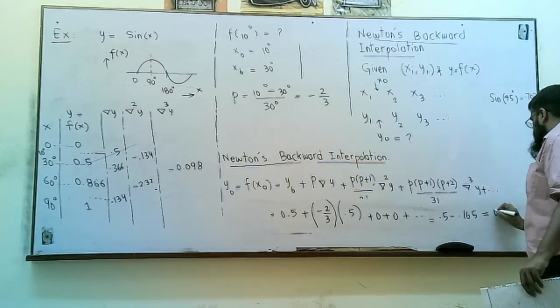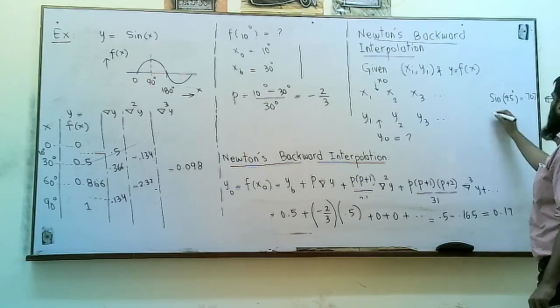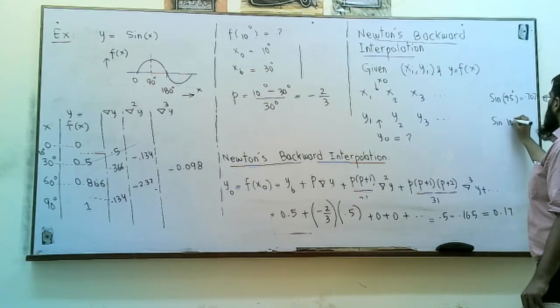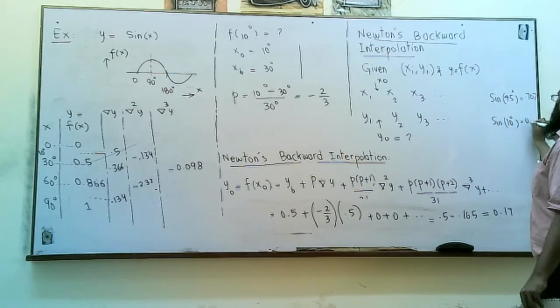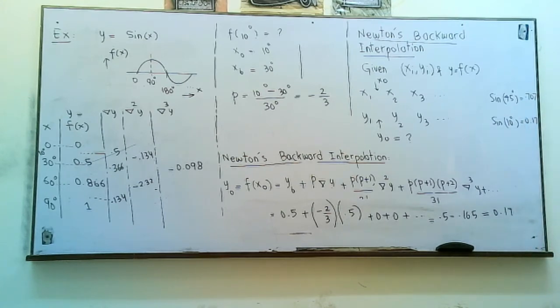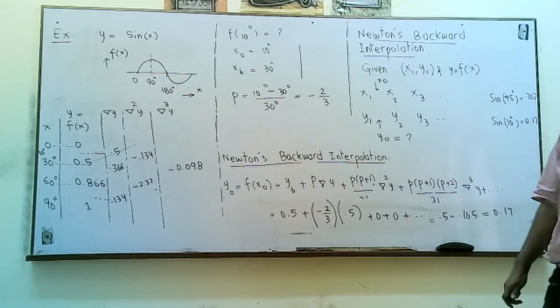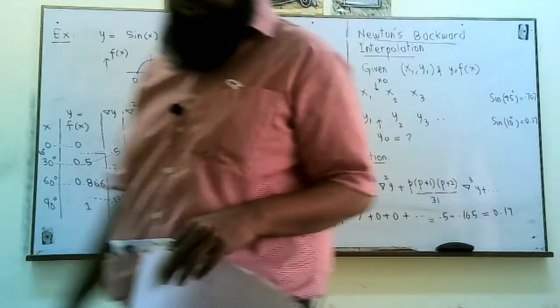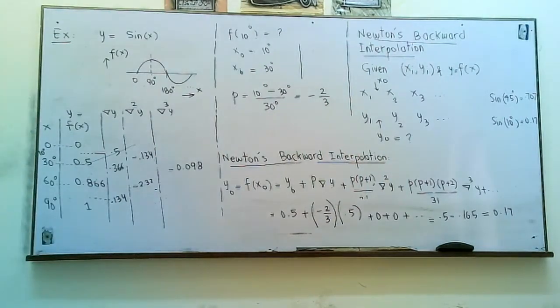So it comes out to be 0.17, where sine of 10 computed using a calculator also comes out to be 0.17. So it's exactly the same as what we calculate using the calculator. So this interpolation method works very well. Right, that's all for this lecture. Thank you.